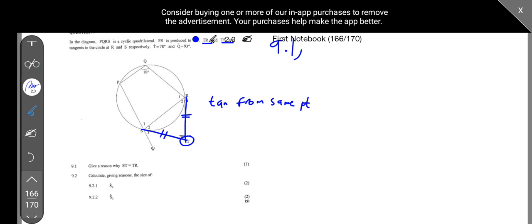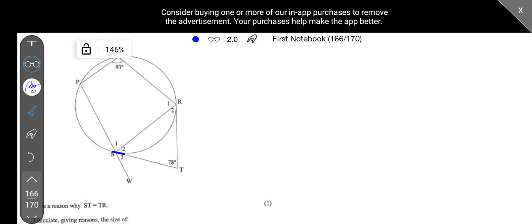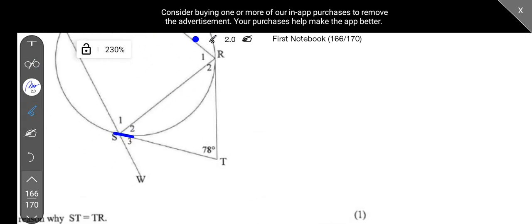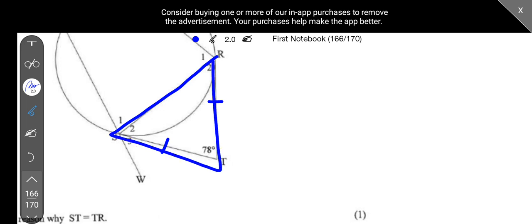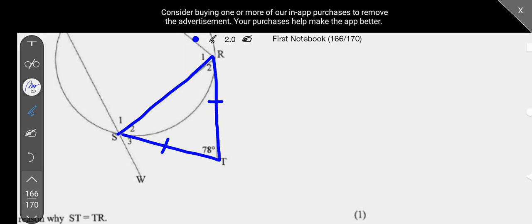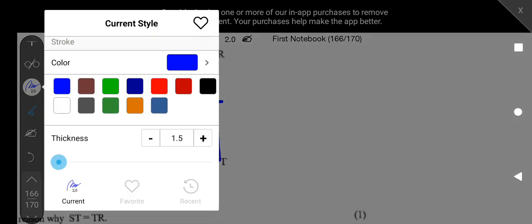Let's go to 9.2.1. So 9.2.1 says calculate, giving reason, the size of S2. So we're looking for S2, right? Again, to zoom the diagram, we're looking for S2. So how can we find S2 in this case? Because we have said that this line is equal to this line, and we have the triangle here, we're going to use the method which can simplify things for us, right? With our triangle, we know that the sum of angles in a triangle add up to 180 degrees, right?